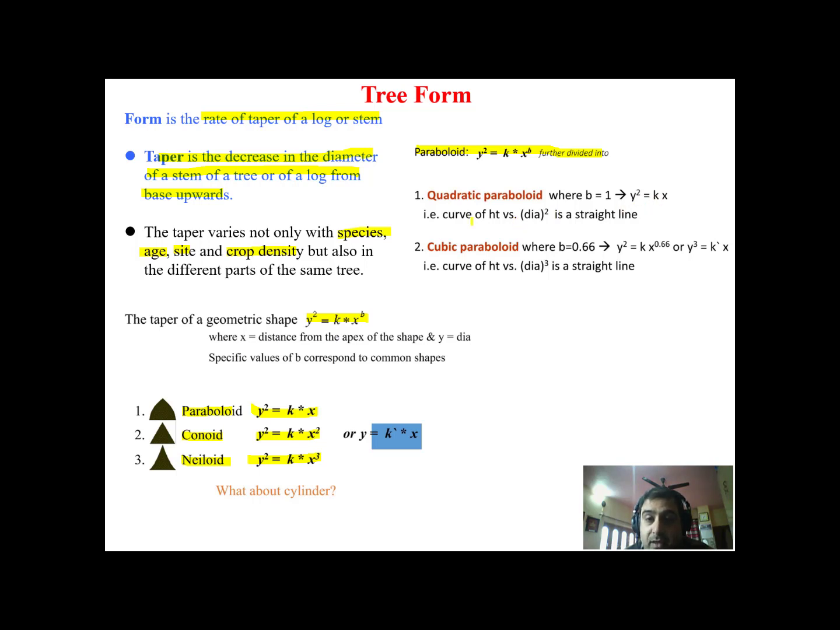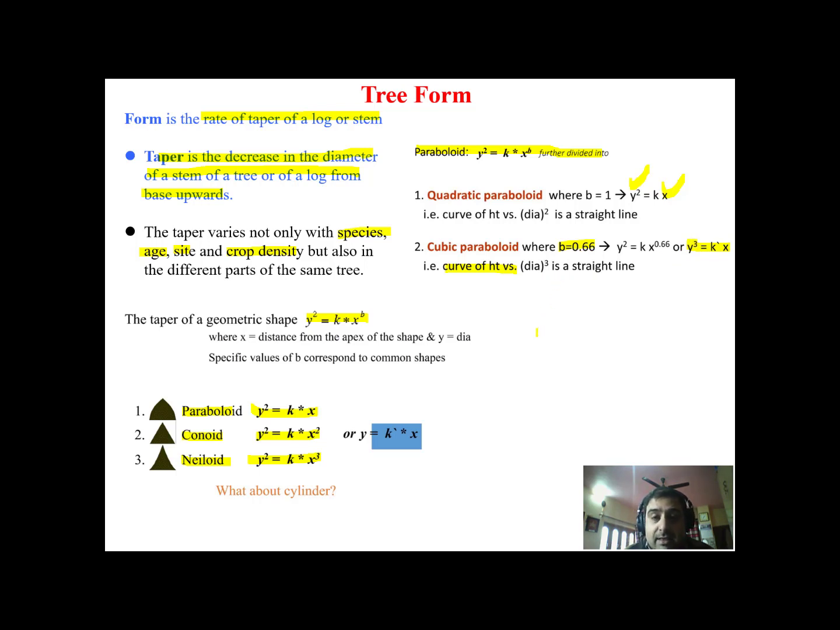That is the curve of height versus diameter. This is your diameter and this is your height. The curve of the height versus diameter square is a straight line. The second is the cubic paraboloid, where b is equal to 0.66. Now the equation becomes y cube is equal to k into x, meaning the curve of the height versus diameter cube, y cube, is a straight line.